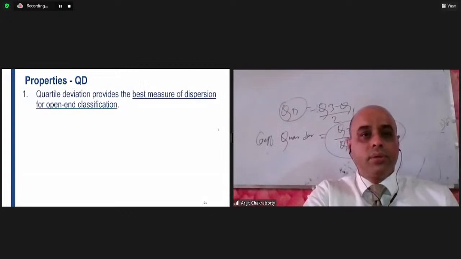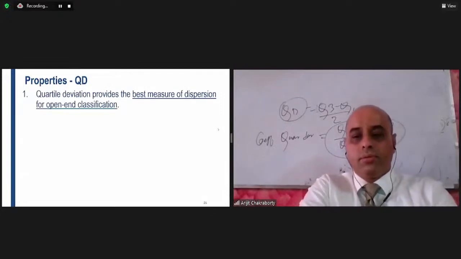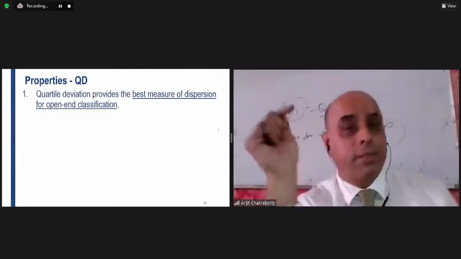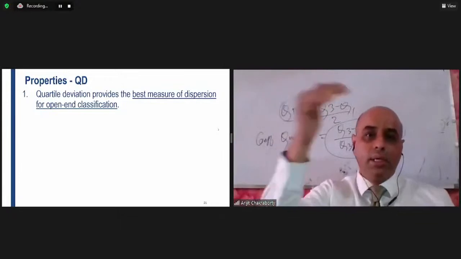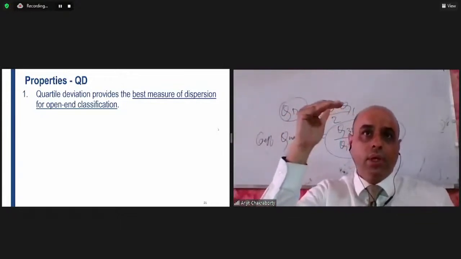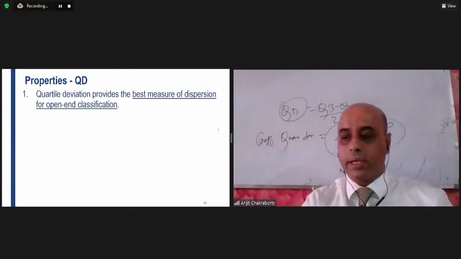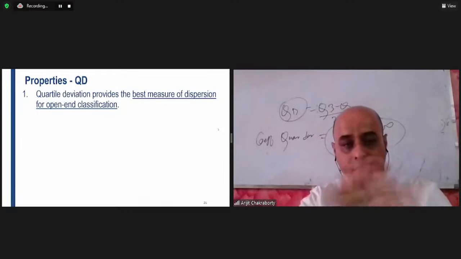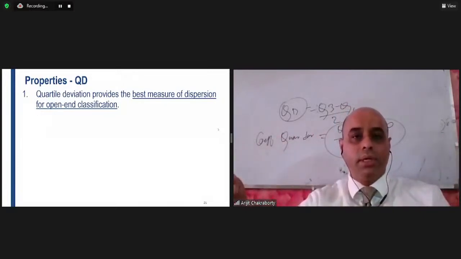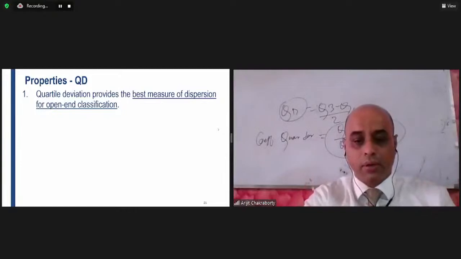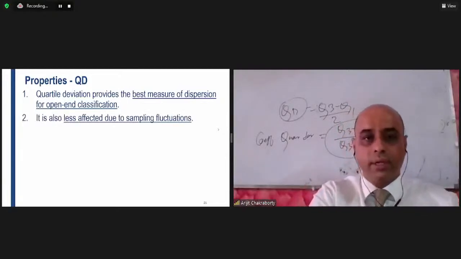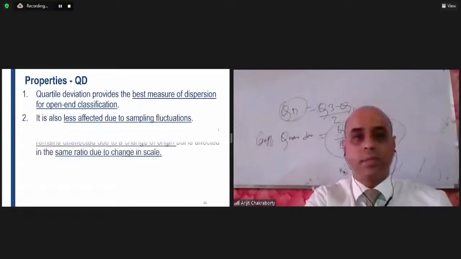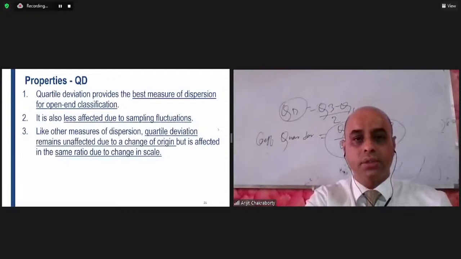Now we go into the properties of QD, and then we will see 1 or 2 questions. Quartile deviation is the best measure of dispersion, please note, for open-end classification. Why? Because for open-end classes, even if you don't have the upper class boundary, you can still carry out the quartile deviation calculation. Why? Because quartile deviation does not deal with all the observations. It basically deals with the middle. So even in the case of open-end classification, we can use it. It is less affected by sampling fluctuations, very similar to standard deviation.